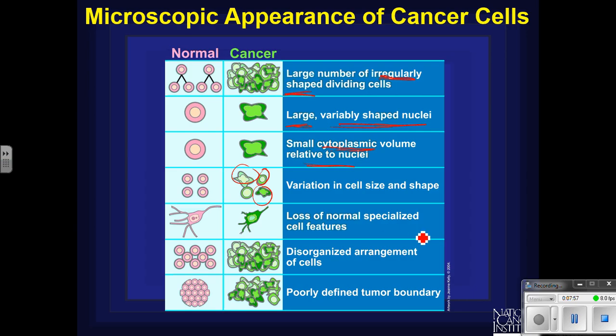They can also have a loss of normal specialized cell structures. This would be like the dendrites on a neuron, and these would not be normally shaped. They might be disorganized or not arranged neatly, and they have poorly defined boundaries, making it hard to identify where one cell starts and another begins.